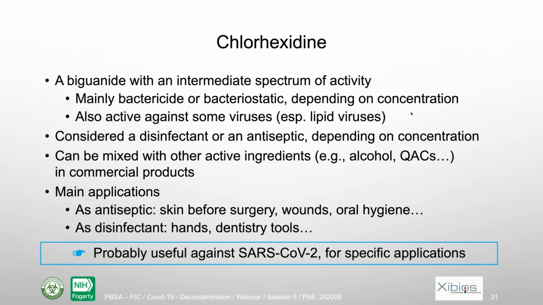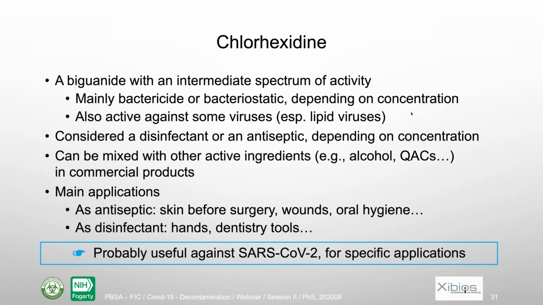The second product, which is often a component of a commercial product and for which there were questions, was chlorhexidine. It's a biguanide with an intermediate spectrum of activity, so not a complete spectrum of activity. It's mainly bactericidal and bacteriostatic, depending on its concentration. It's also active against some viruses, but mainly the lipidic virus, not the others. Also, depending on the concentration, it can be considered either a disinfectant or an antiseptic.